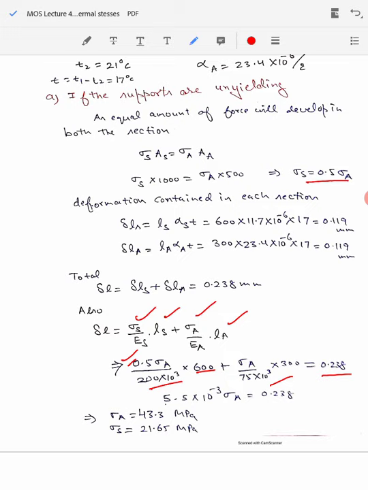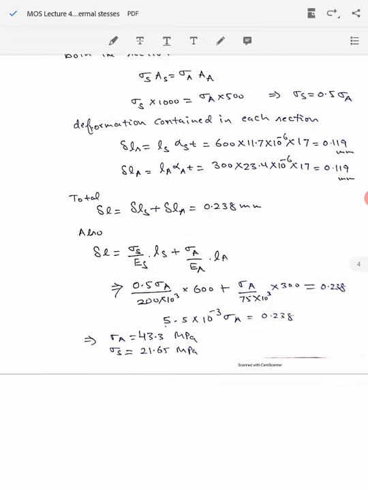From this equation, we can calculate the value of sigma A, which will come out to be 43.3 megapascal, and using this equation sigma s equal to 0.5 times sigma a, we can calculate the value of sigma steel as 21.65 megapascal. So this is our first case in which the supports are not yielding.